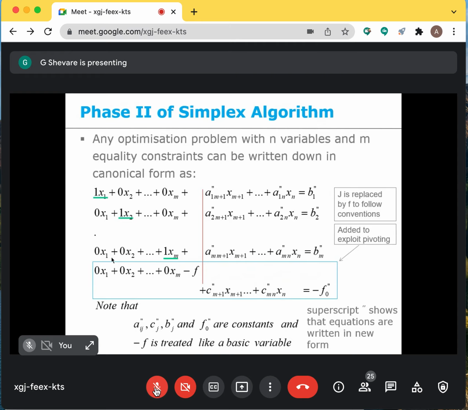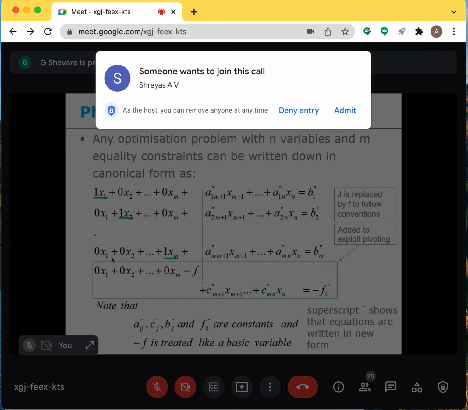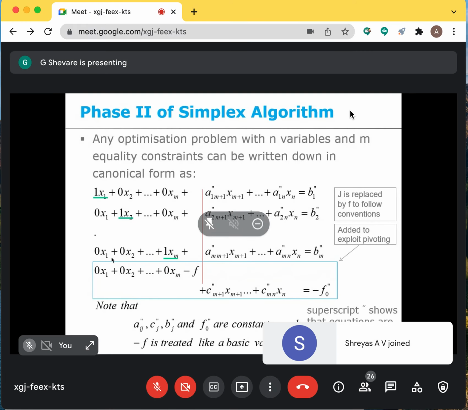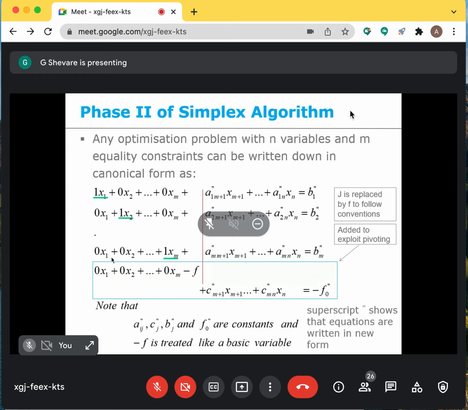Supposing that there are m equality constraints and n design variables, let us look at the way the simplex algorithm can be explained. Remember, I'm now talking about a very specific algorithm. I'm not talking about linear programming. Linear programming is a statement of the problem. Simplex algorithm is the methodology for solving the linear programming problem.